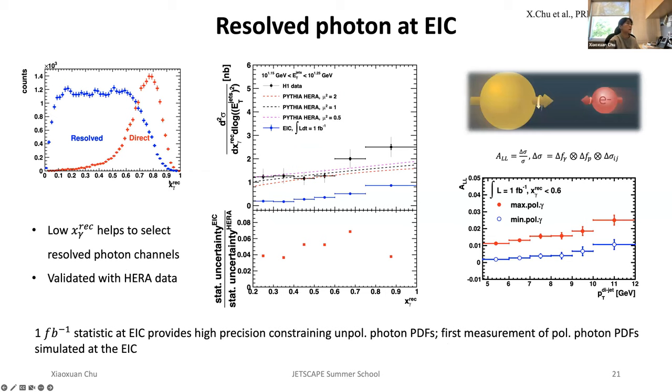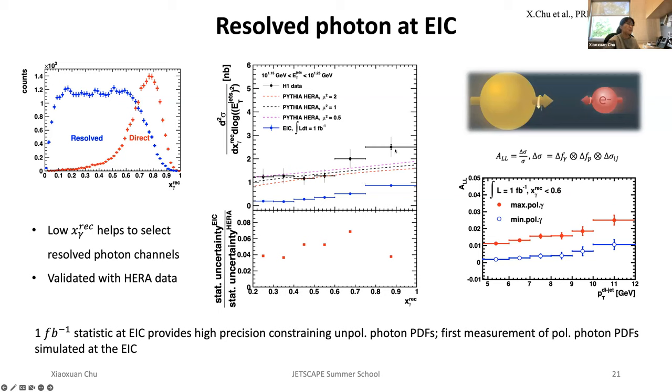This is the reconstructed x gamma for direct and resolved photon. Yeah, thank you. So we reconstructed this x gamma for these different subprocesses, and we see the direct photon state dominates at relatively high x gamma, and the resolved process dominates at low x gamma. So we can make a separation between those two subprocesses. And our simulation is validated by reproducing the HERA data.